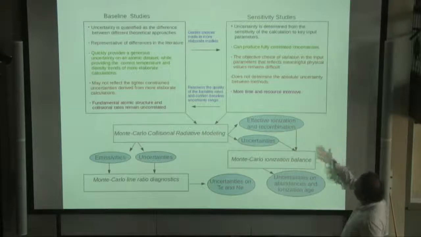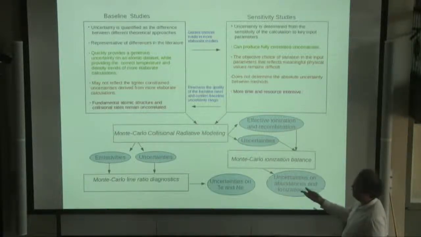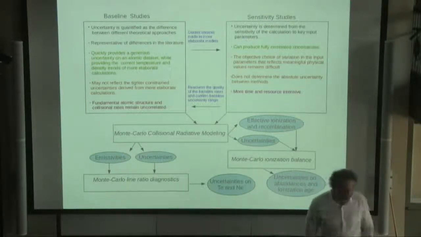However, once we've got all these different methods, we can then feed the rates into Monte Carlo collisional radiative modeling, varying the A values, the dielectronic recombination, radiative recombination, ionization, excitation, de-excitation, and get uncertainties in emissivities, line ratios, temperature, and density diagnostics.